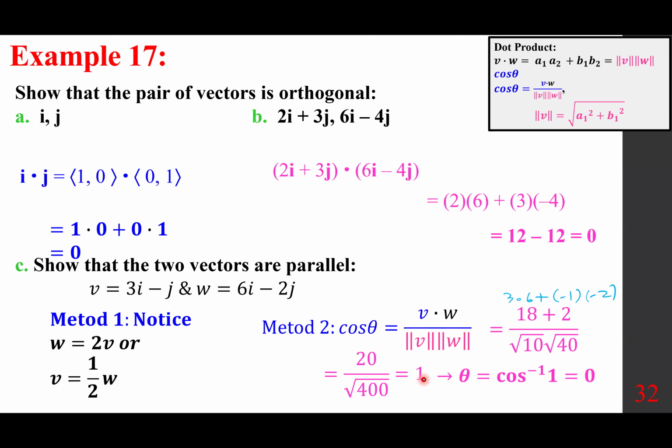Okay, so a quick recap. Two vectors are orthogonal if their dot product is 0, which means they make a 90-degree angle or pi over 2. Two vectors are parallel if they make a 0-degree angle or 180-degree angle in between. There are two ways to do it. One is to find the angle in between. In the case of a parallel, one is that you notice one of them is a multiple of the other.